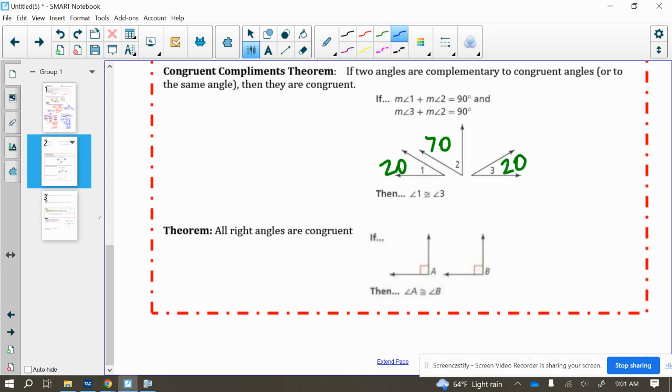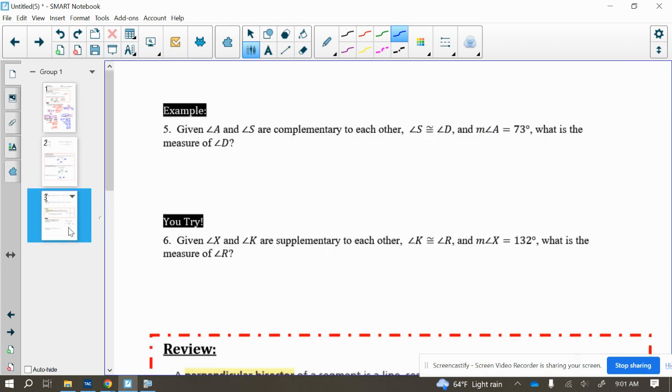Last but not least, if we know that some angles are right angles, we know they both measure 90 degrees. Thus, all those right angles are congruent to each other because 90 equals 90.